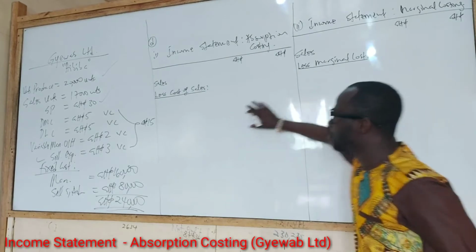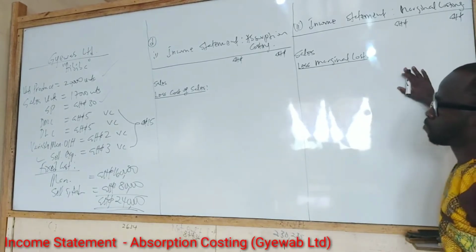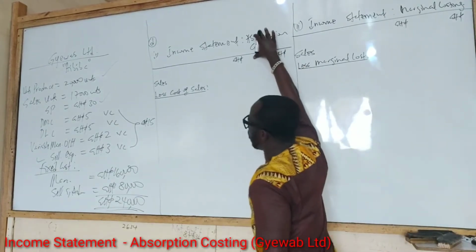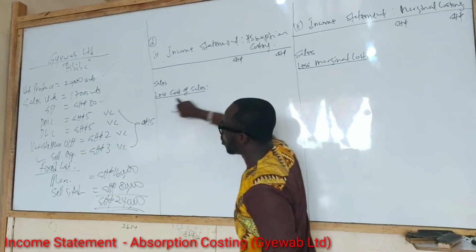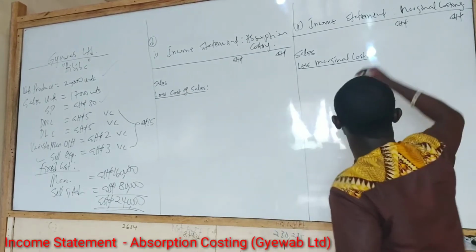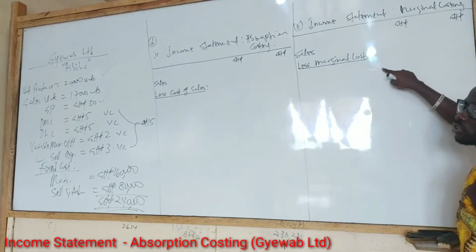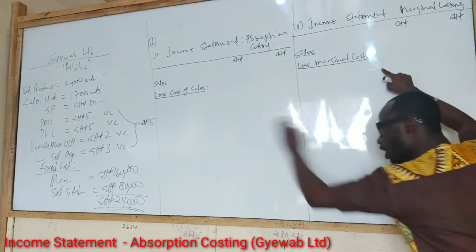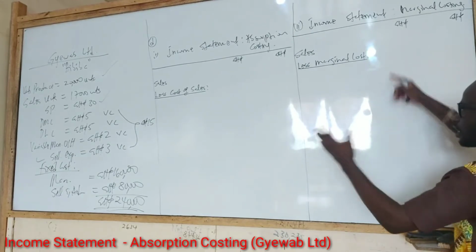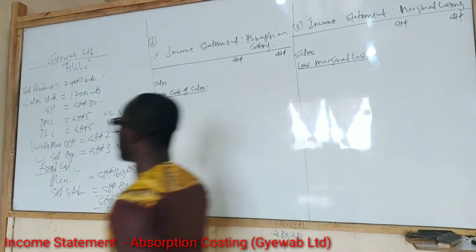Now I've set out the pro forma here. So under my absorption costing, we bring our sales with less cost of sales. But in the marginal costing, we bring our sales and less marginal cost. That's one of the differences you must get off the bat. And so let's see how we crunch the numbers.